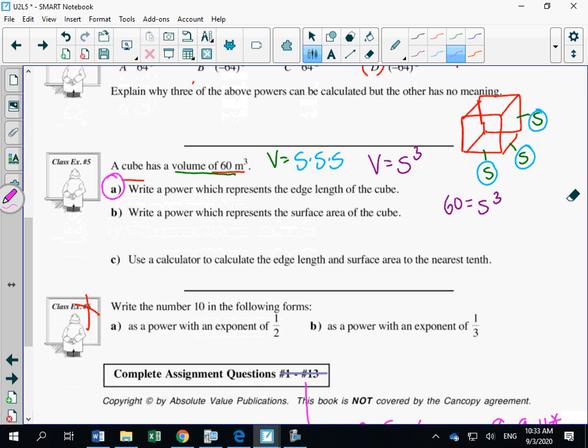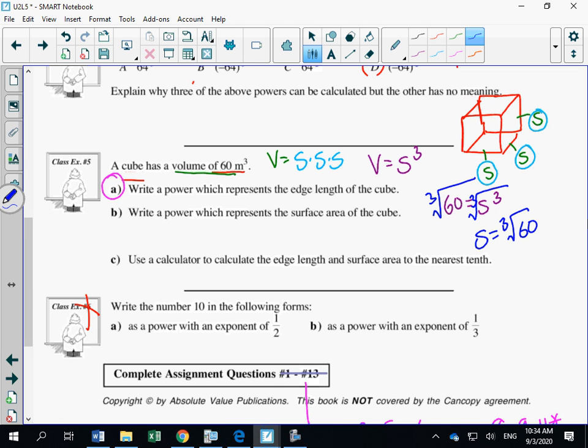In order to get rid of that power of 3: the opposite of squaring something is square rooting something, and the opposite of cubing something is cube rooting something. So if you take the cube root of S cubed, you're just going to get S as an answer. And then we have the third root of 60.